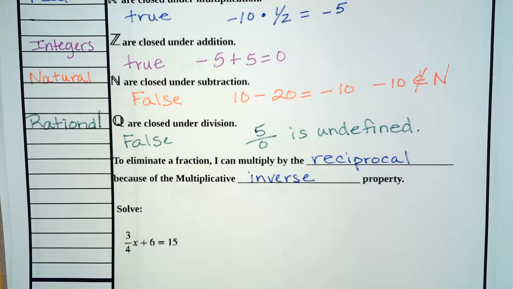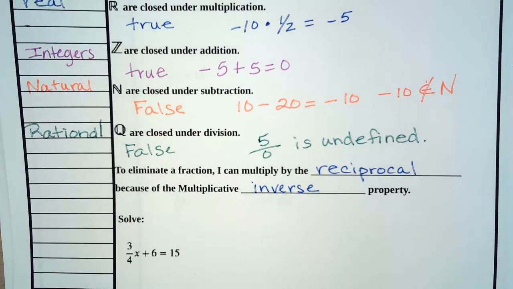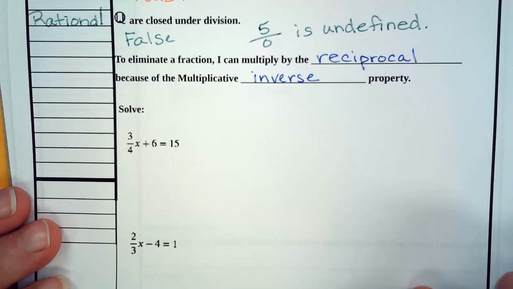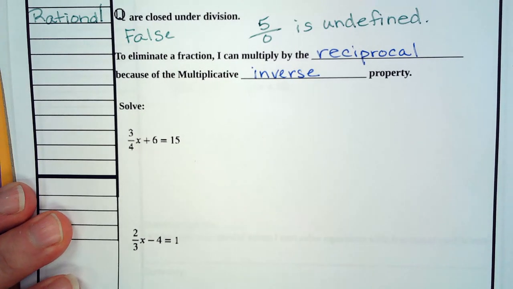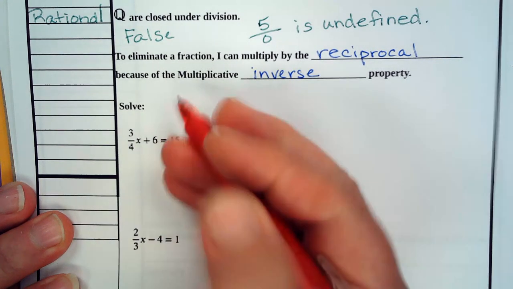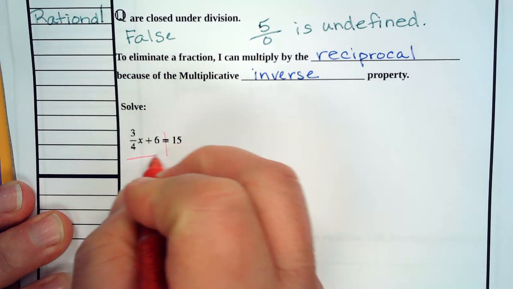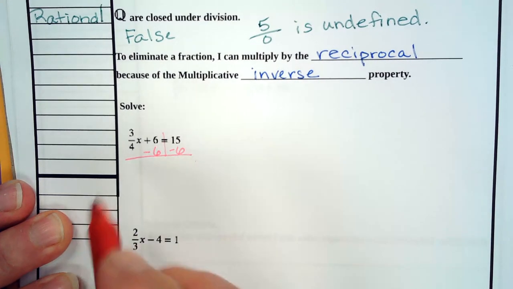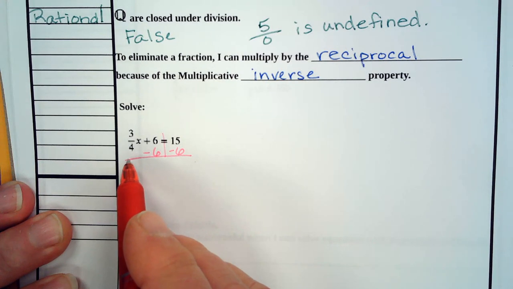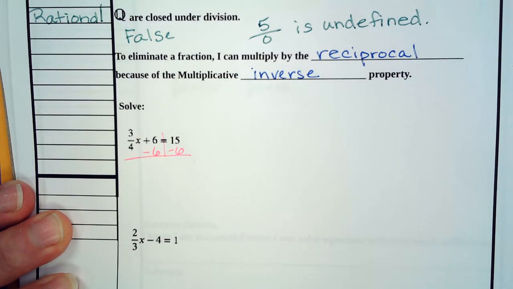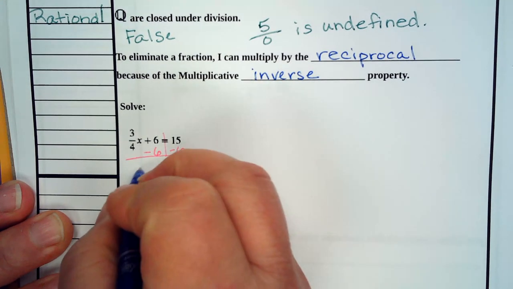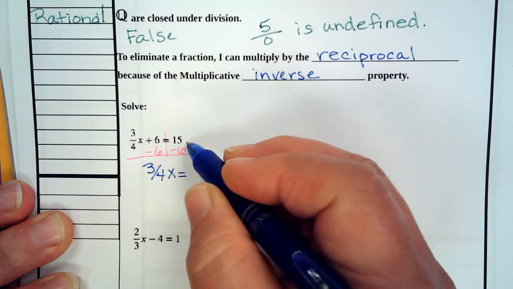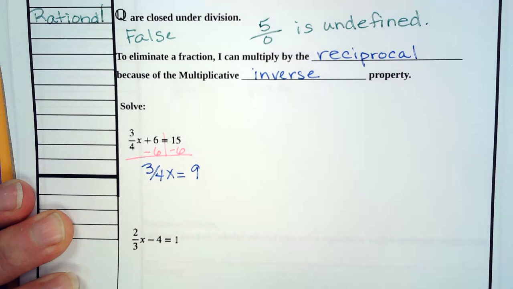We'll start out solving the same way that we have before. Okay, so as I'm looking at this next problem, I draw my line. I'm going to subtract 6 from both sides because I want to isolate the 3/4 x. 15 minus 6 is 9.